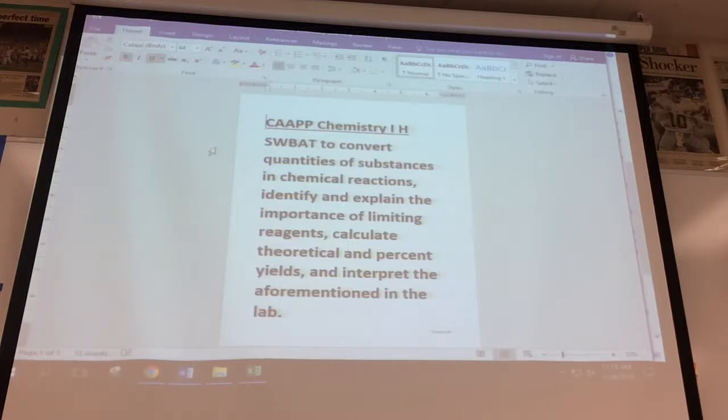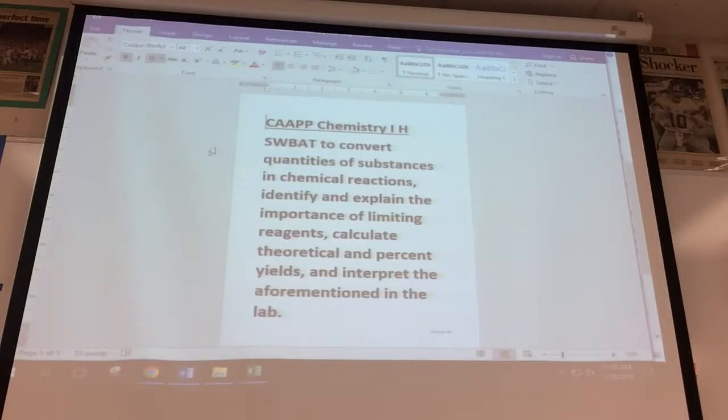Continue with our lesson on stoichiometry today. The other day you were introduced to stoichiometry and we started just some very simple conversions. For example, converting from moles of one substance to moles of another, moles of one substance to mass of another, mass of one substance to moles of another substance.